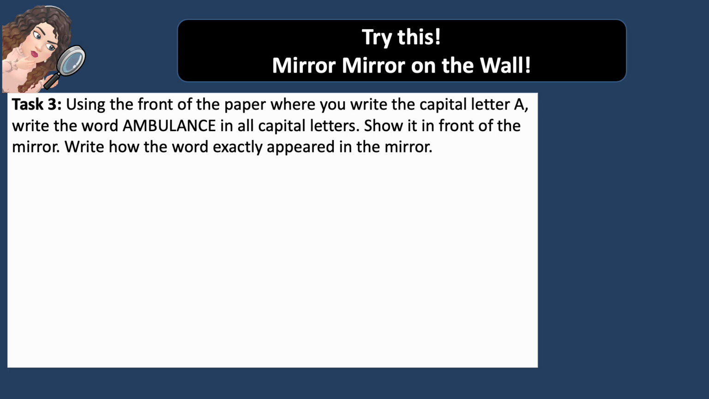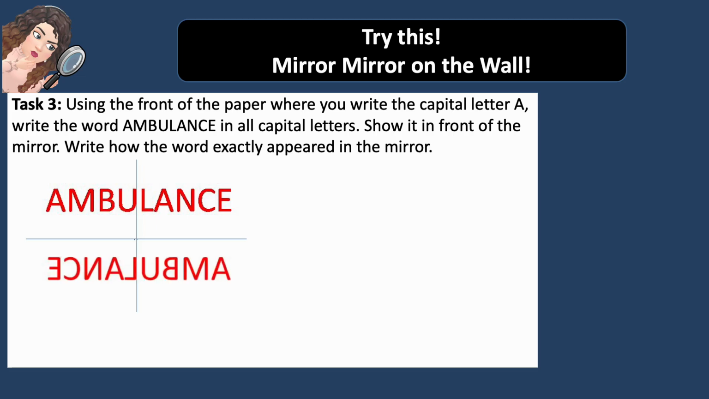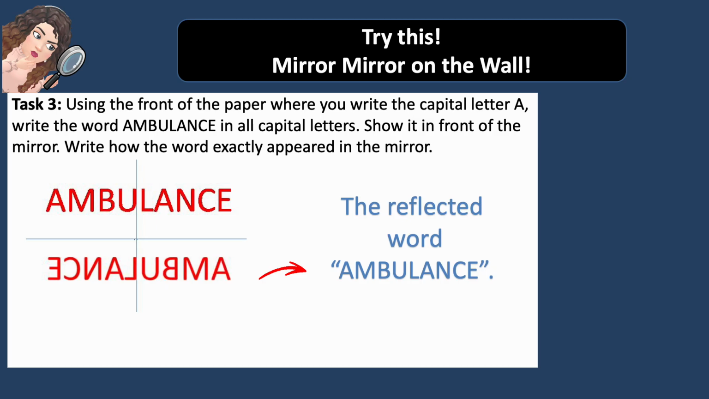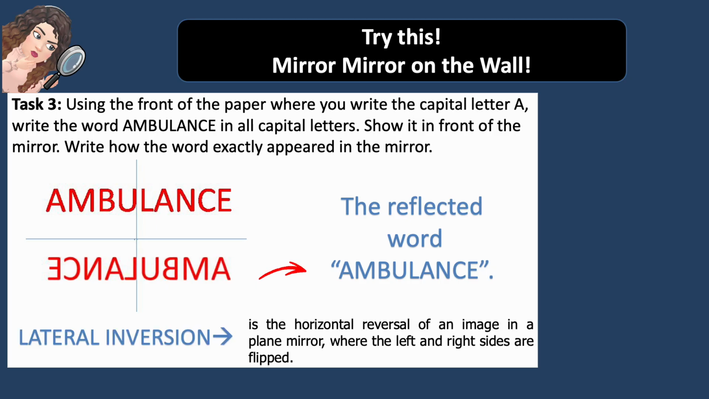Let's look at task 3, which brought the letter flipping to a full word, ambulance. When you wrote the word ambulance on your paper and held it up to the mirror, you saw the entire word was reversed horizontally. The letter A at the end was now on the left, and the letter A at the beginning was now on the right. This again is the work of lateral inversion. The mirror simply swaps the left and right positions of everything it reflects. Again, this process is known as lateral inversion.